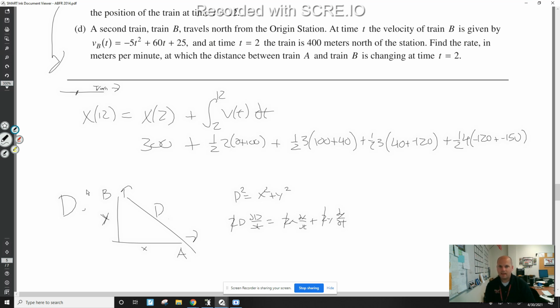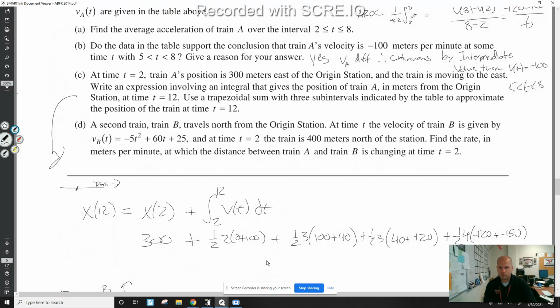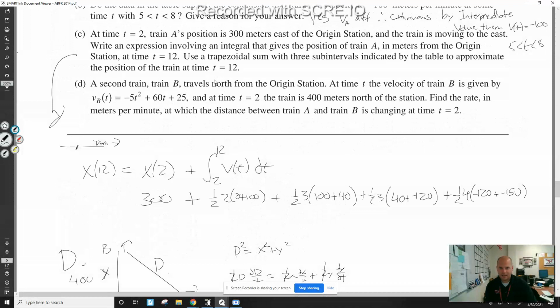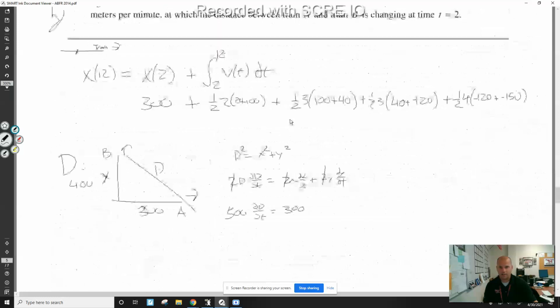So if train A is 300 meters from the station, train B is 400 meters north of the station, then D, you need to know, is 500. You're trying to find dD/dt, and we're going to find that in a second. X is 300. dx/dt is the velocity of train A at t equals 2. At t equals 2, what is the velocity of train A? 100.